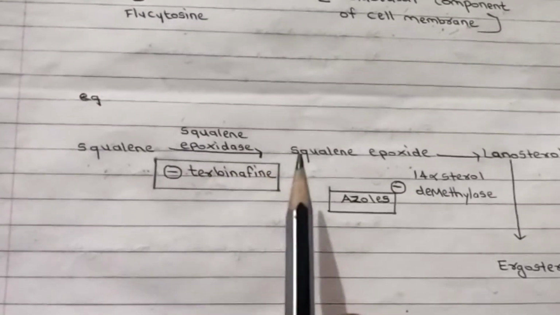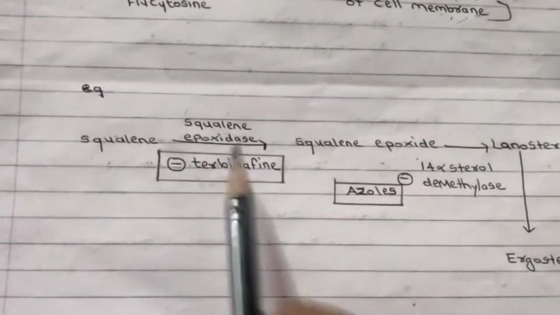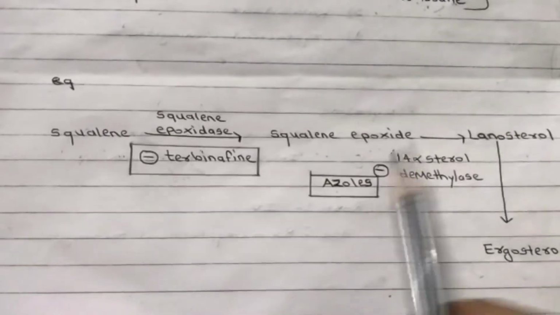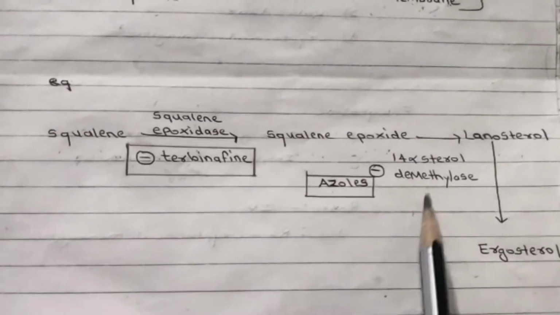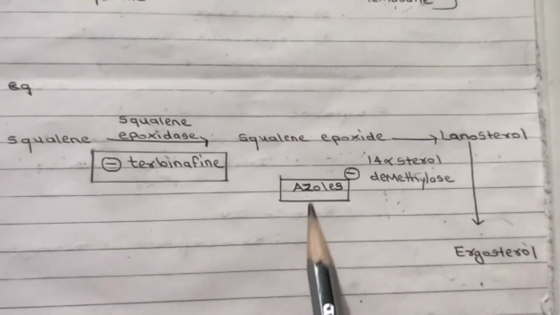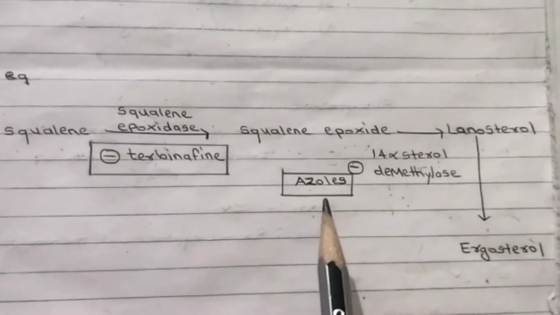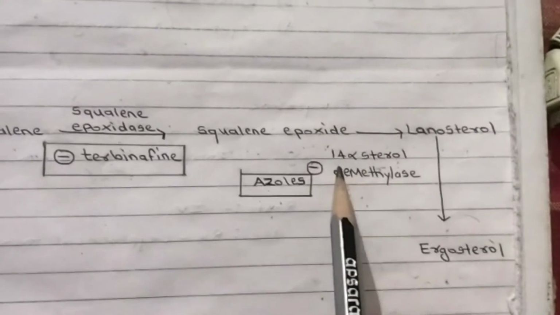The squalene is converted into squalene epoxide with the help of enzyme known as squalene epoxidase. And further, the squalene epoxide is converted into lanosterol with the help of enzyme known as 14-alpha-sterol demethylase. And through the multiple steps, the lanosterol will convert into ergosterol. There are certain kind of antifungal drug. For example, terbinafine will act on this enzyme and prevent its secretion. Now, another most important group of antifungal drug like azoles. Azole will act on this enzyme known as 14-alpha-sterol demethylase and prevent its secretion.